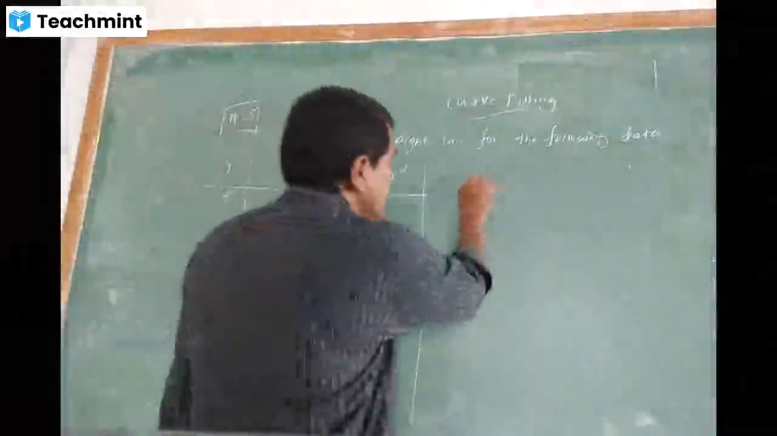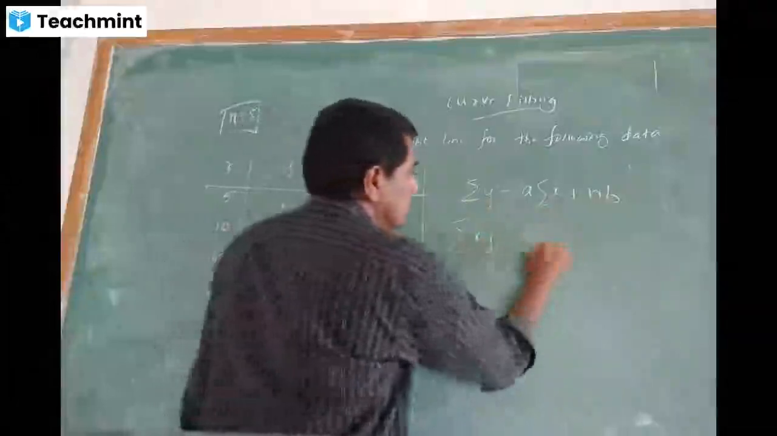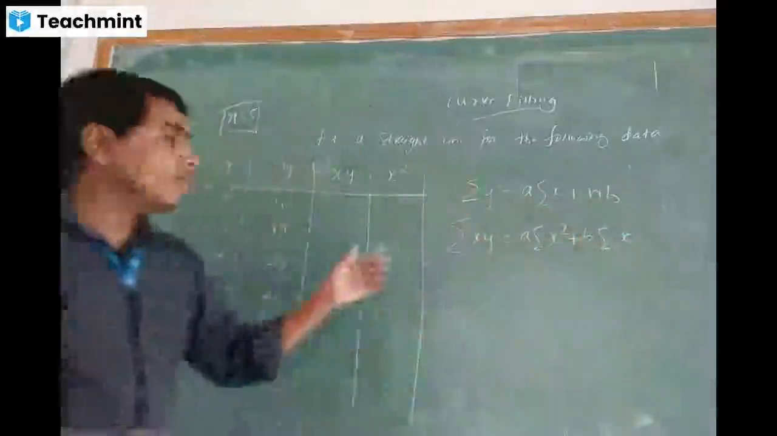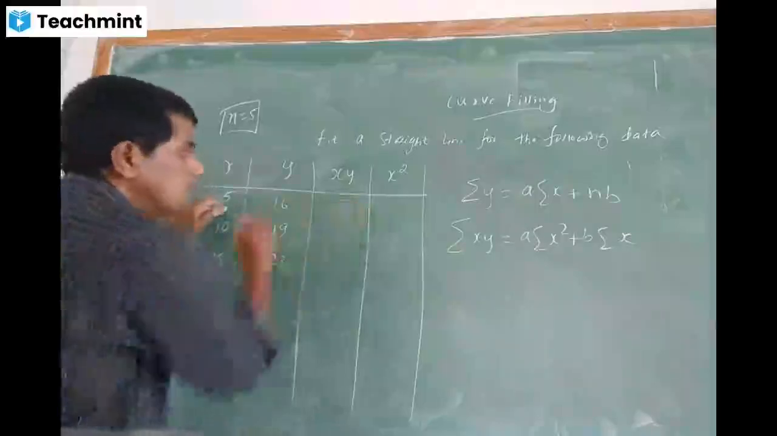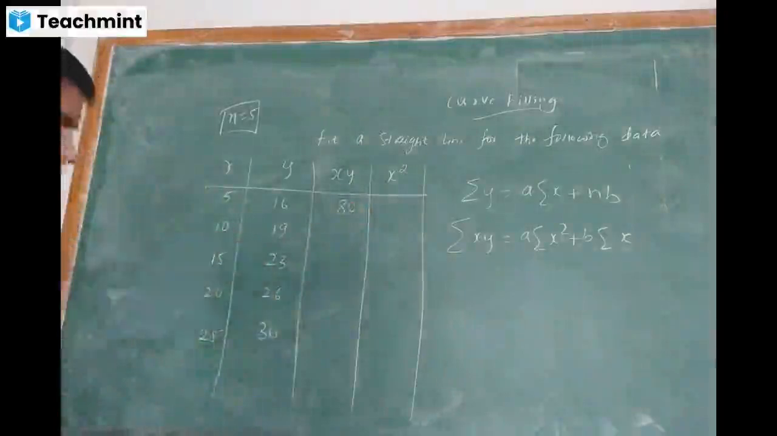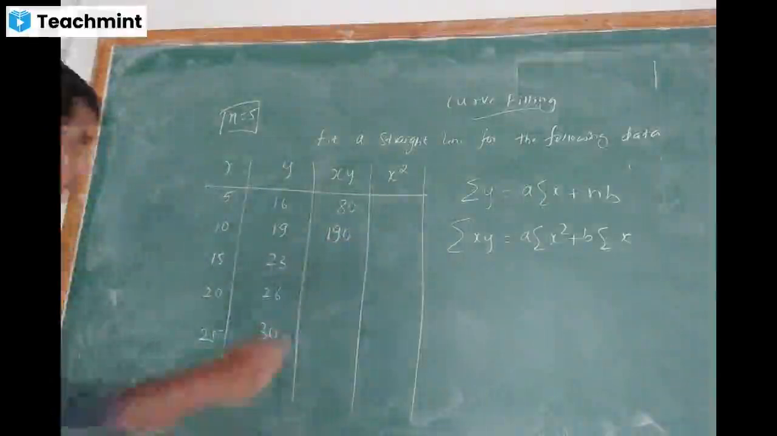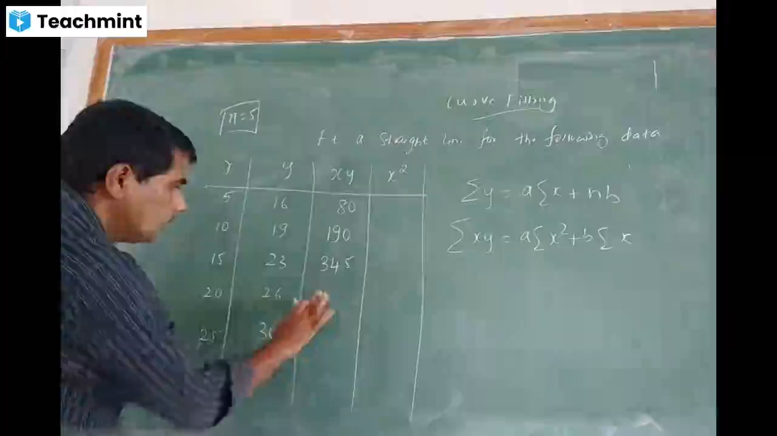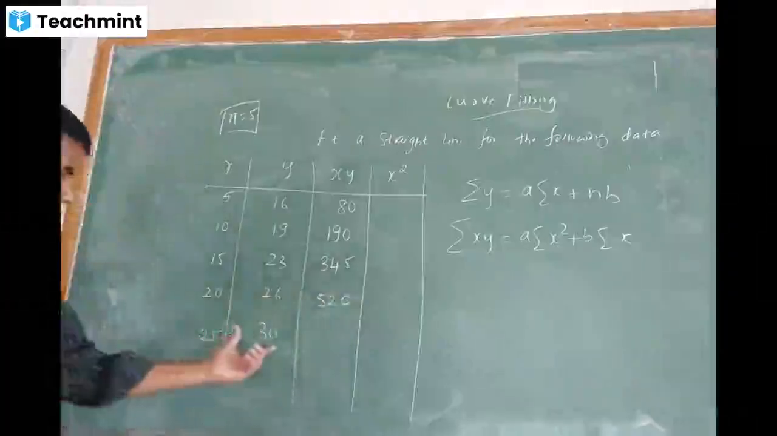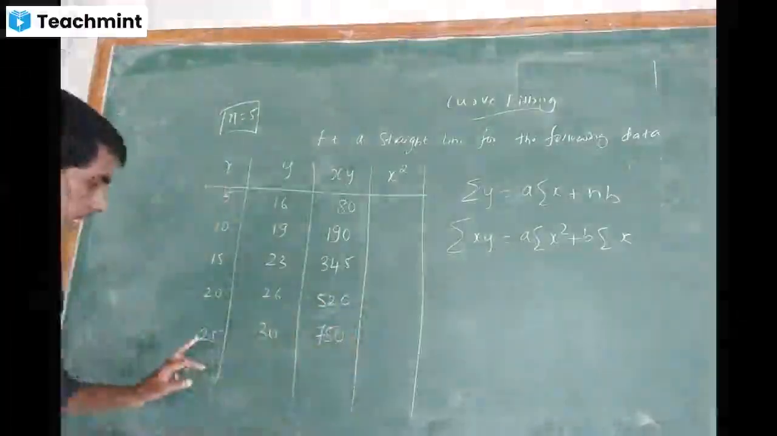Now let's find out the value x into y. So x into y, 5 into 16 is 80, 19 into 10 is 190, 23 into 15 is 345, 26 into 20 is 520, and 30 into 25 is 750.